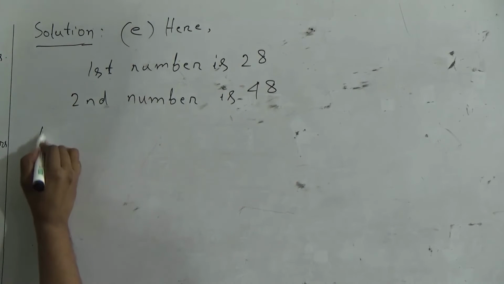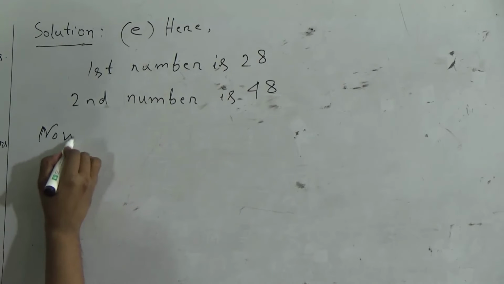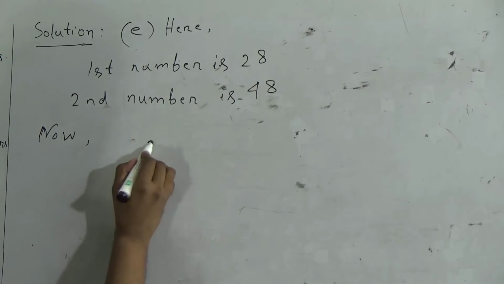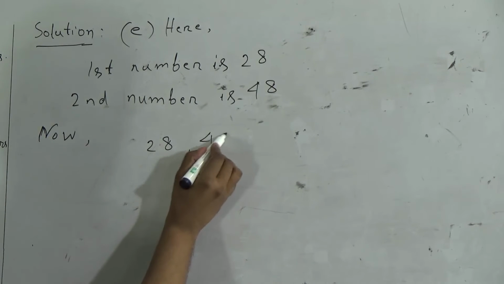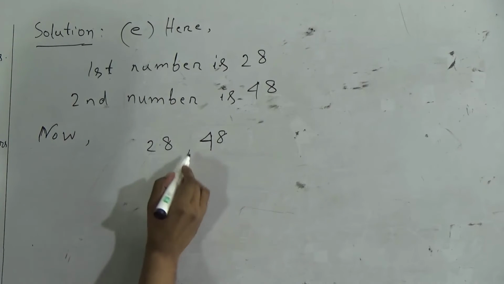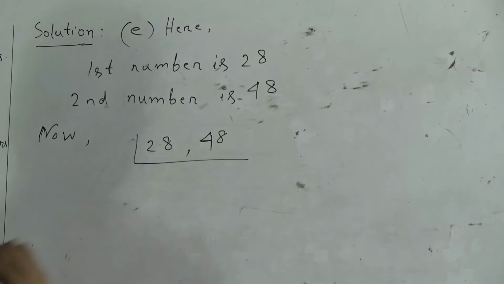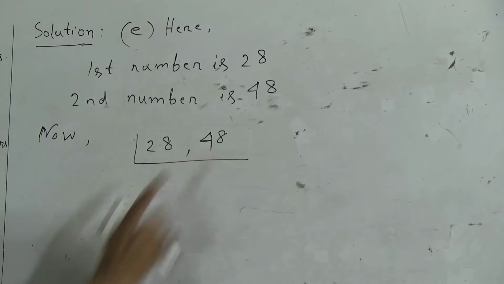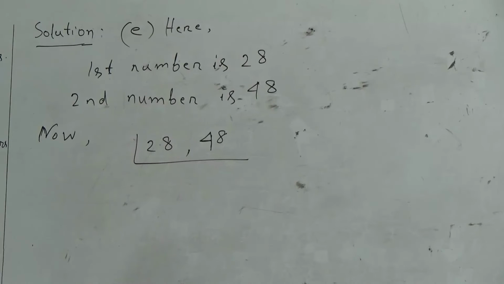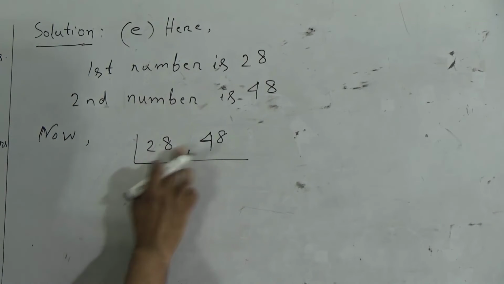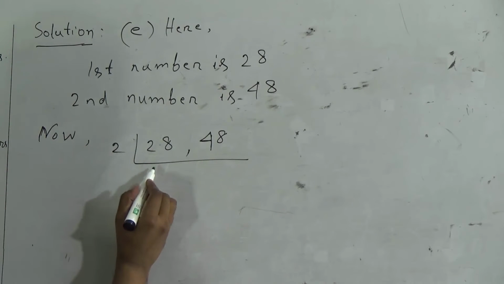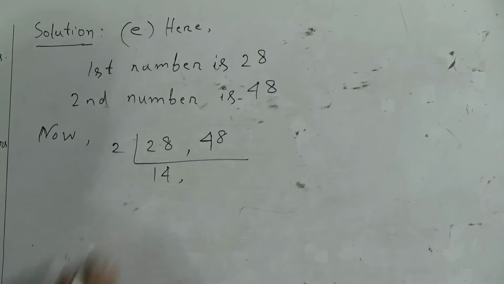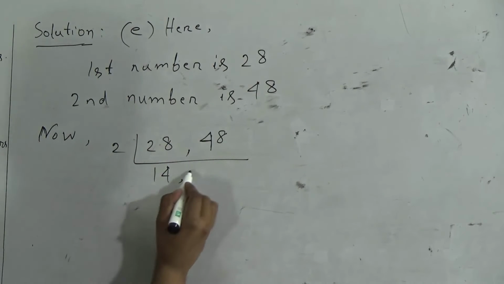Now we'll write 28 and 48 side by side and we'll give a comma between the two numbers. Now we'll take a prime number so that both numbers will be divisible by it. We know that the smallest prime number is 2 and we can divide 28 and 48 by 2. So we'll take 2 here. If we divide 28 by 2, then it will be 14. If we divide 48 by 2, then it will be 24.